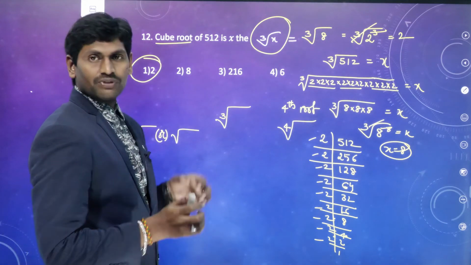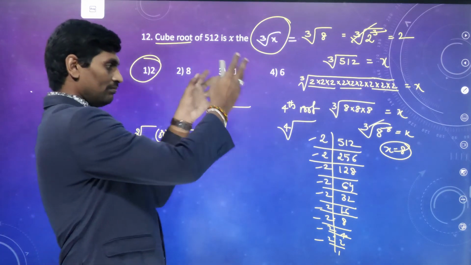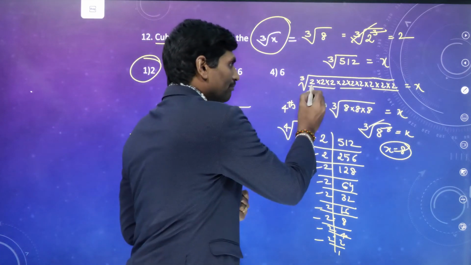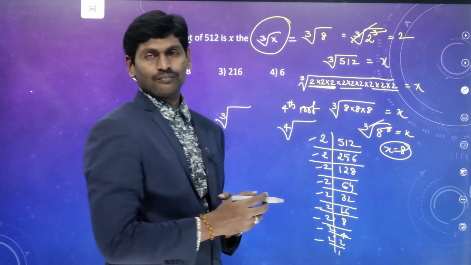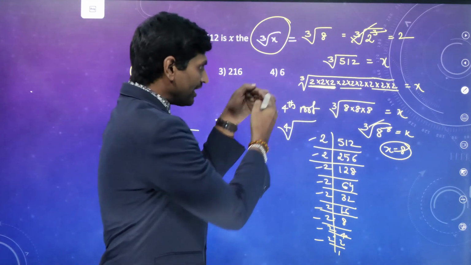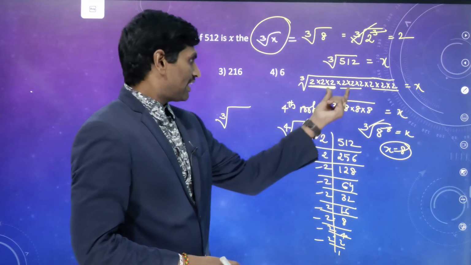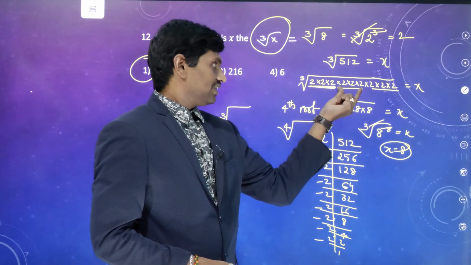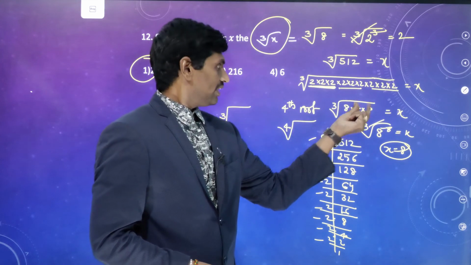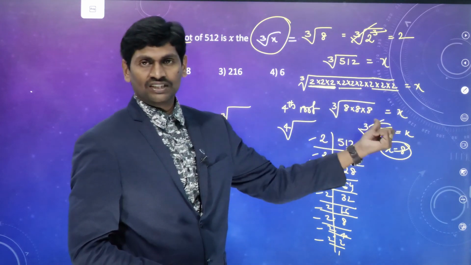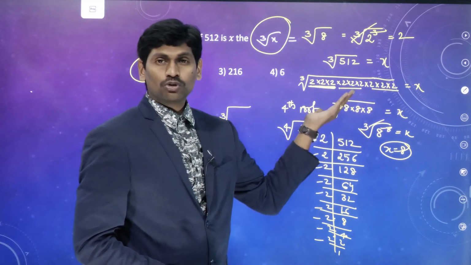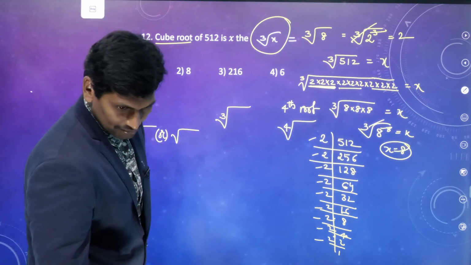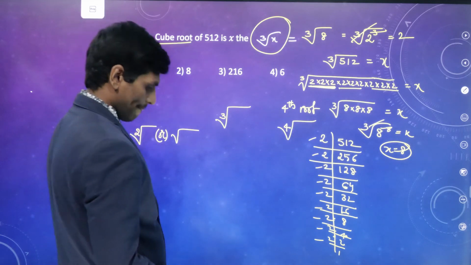Check. First we have to find the cube root of 512 by using the prime factorization method. In a cube root, if you take 3 numbers together, only one number will come out. Same way, 3 numbers, 3 numbers: 2 into 2 into 2 is 8. This is a bunch of 8, and this is also 8. 8 is present 3 times. While you are applying cube root, only one 8 will come outside. So x value is 8. Okay?